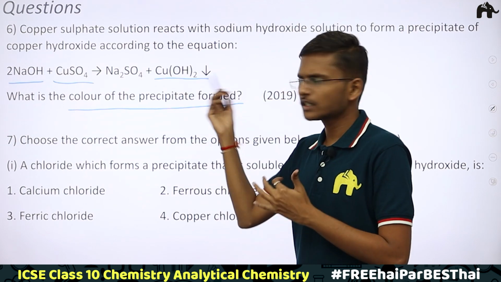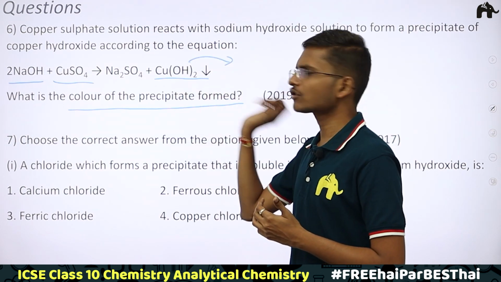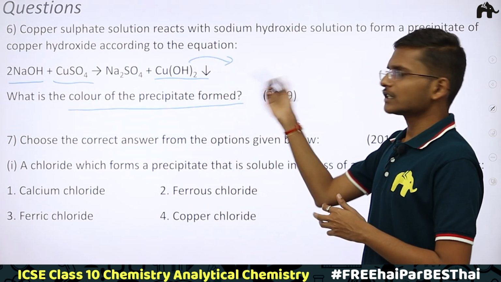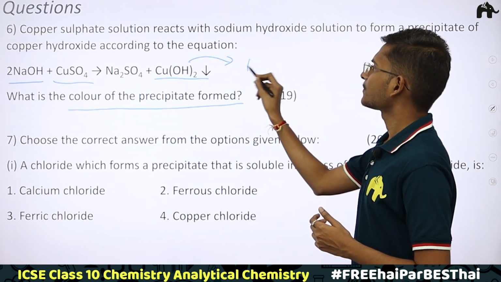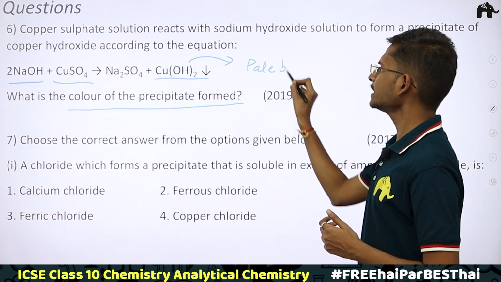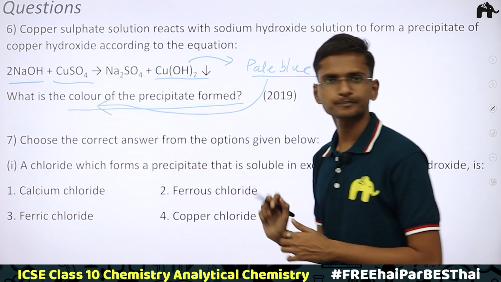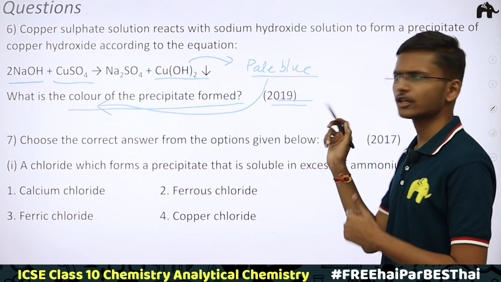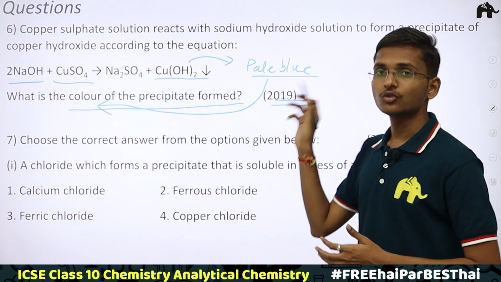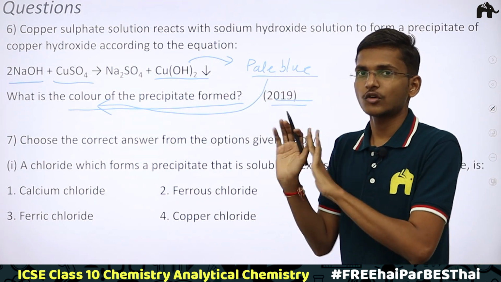What was the color of the copper hydroxide precipitate? Or, what is the color of the copper hydroxide precipitate? It is pale blue, right? This is our answer. They are simply asking us the color of the precipitate. So such simple questions can also be asked. But you need to know the color. That's why I was emphasizing color so much.